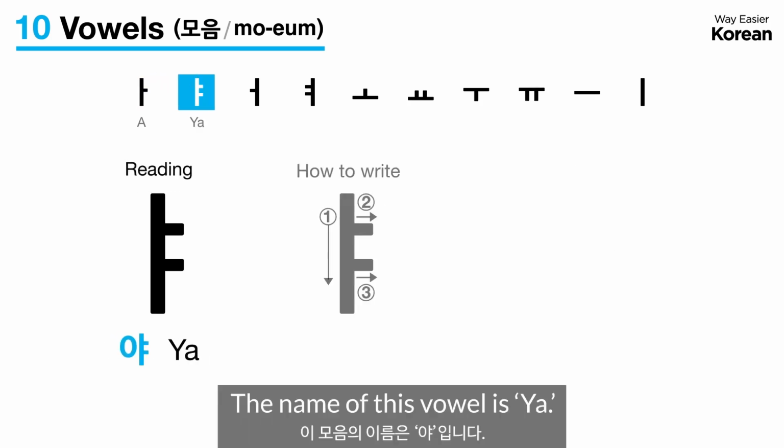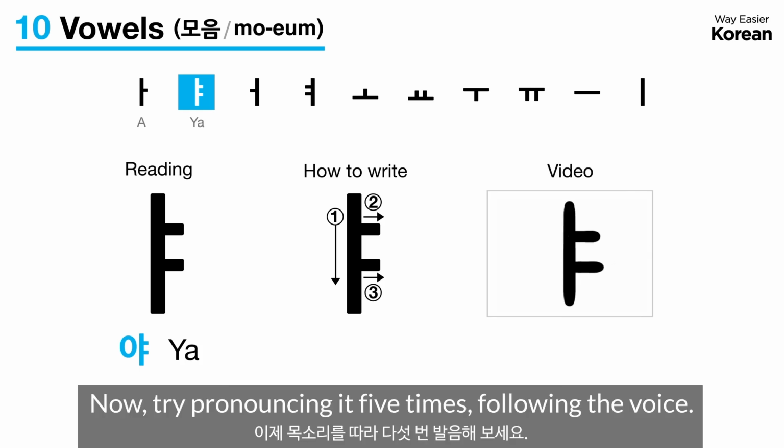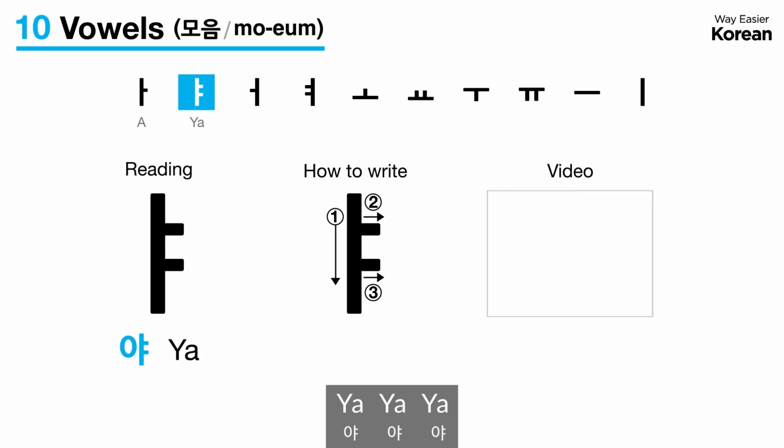야. The name of this vowel is 야. Now, try pronouncing it 5 times, following the voice. 야, 야, 야, 야, 야.